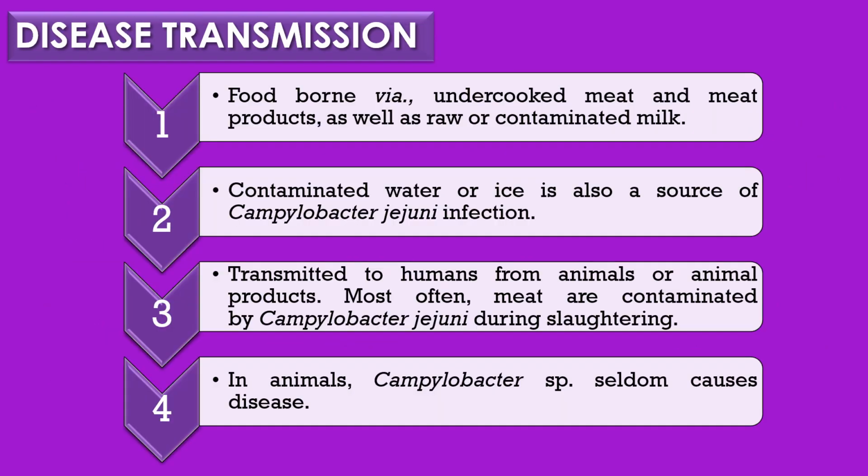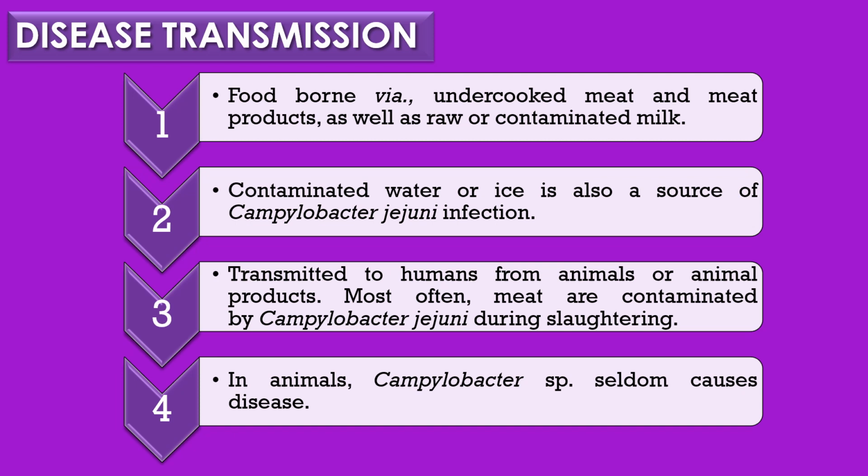Disease transmission of Campylobacter jejuni. The main route of transmission of Campylobacter jejuni is generally believed to be foodborne via undercooked meat and meat products as well as raw or contaminated milk. Contaminated water or ice is also a source of Campylobacter jejuni infection.